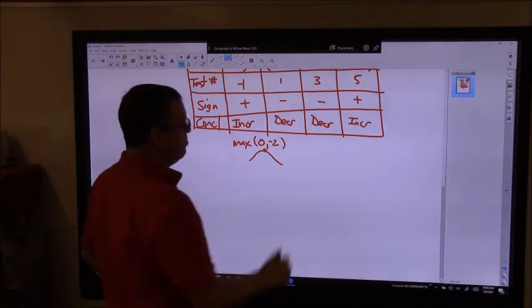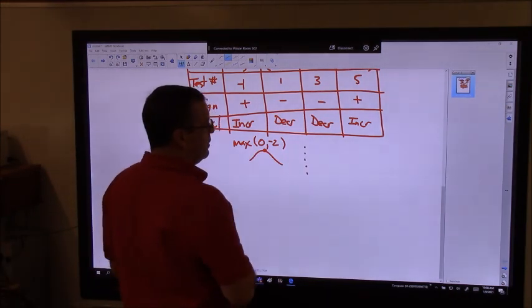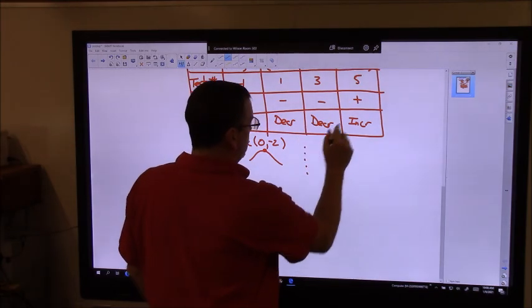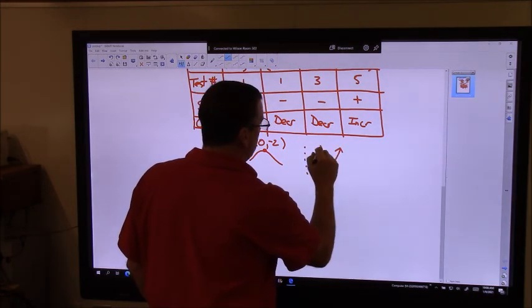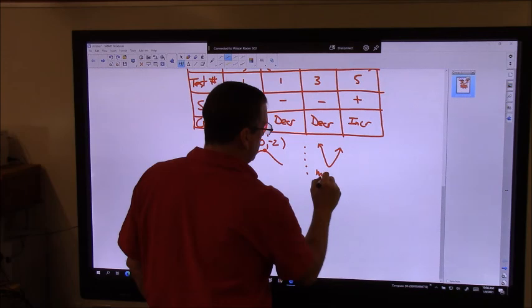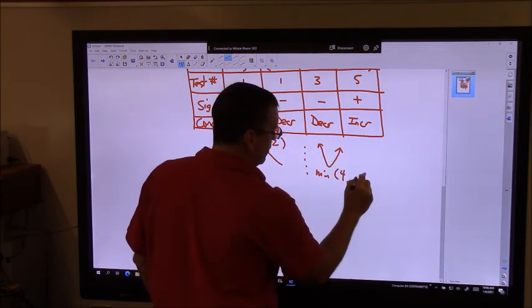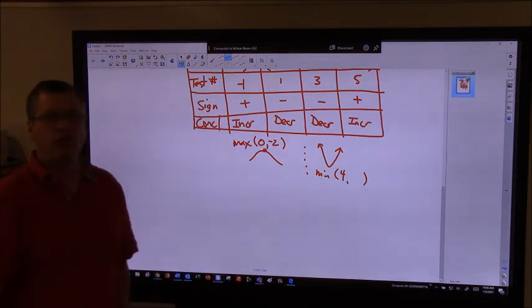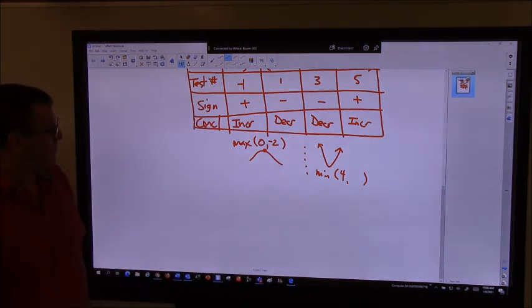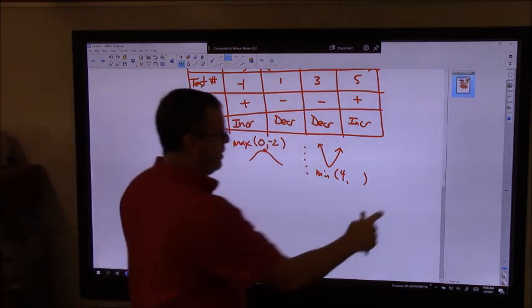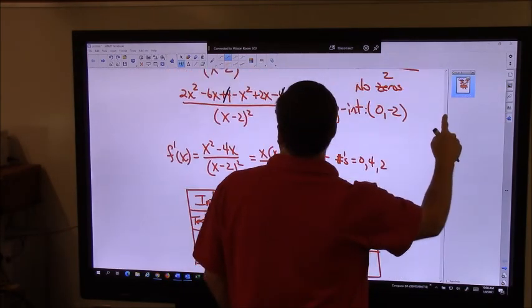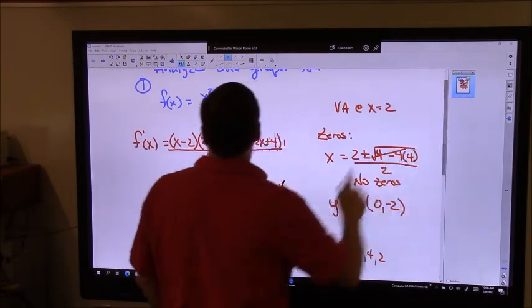We already know there's an asymptote here. And then here we're decreasing, then increasing. So we have a relative minimum at, this was at 4, so 4 comma something. I'm going to have to figure out what that is. Okay? So let me just go back up here to the original function.